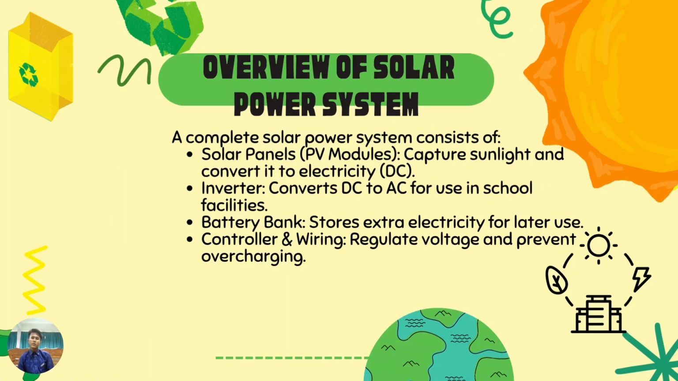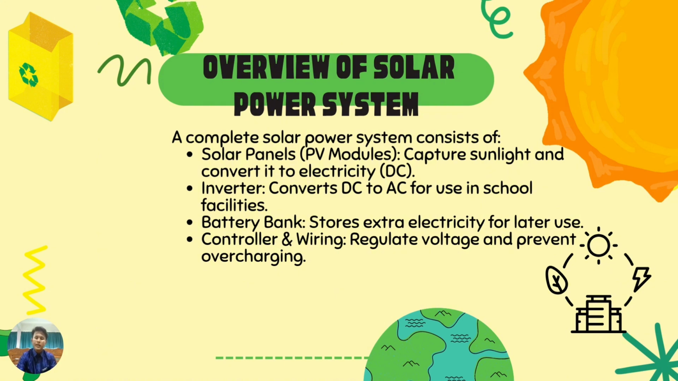Okay, we go to overview of solar power system. A complete solar power system has several components that work together to generate electricity. First, we have a solar panel. This panel captures sunlight and convert into direct current electricity, or we call as DC.